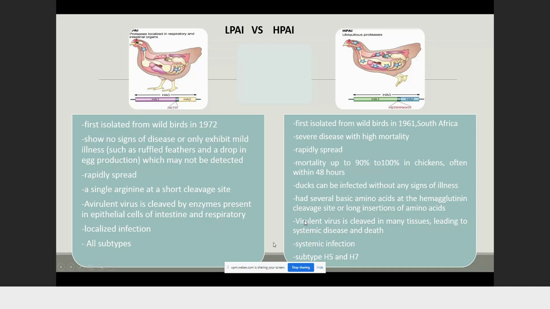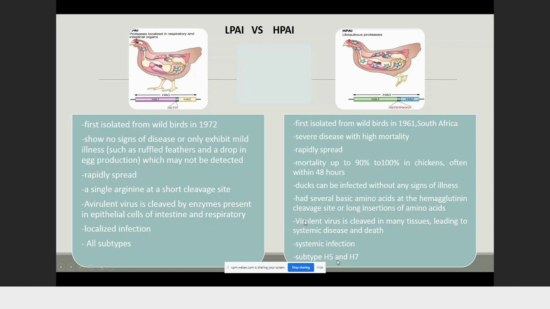Talking about localized and systemic infection, and also about protease, in low pathogenic avian influenza these proteases are only present in the epithelial cells. Whereas for highly pathogenic avian influenza, these receptors are present in the epithelial cells and endothelial cells. So the moment the virus replicates in the endothelial cells, you will see systemic infections and severe manifestation of the disease, and you will see a lot of hemorrhage in the internal organs.